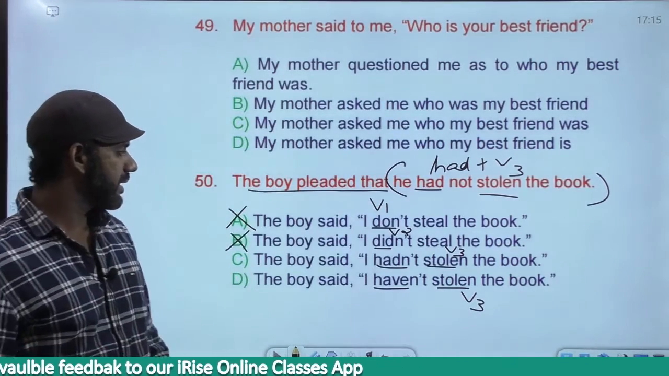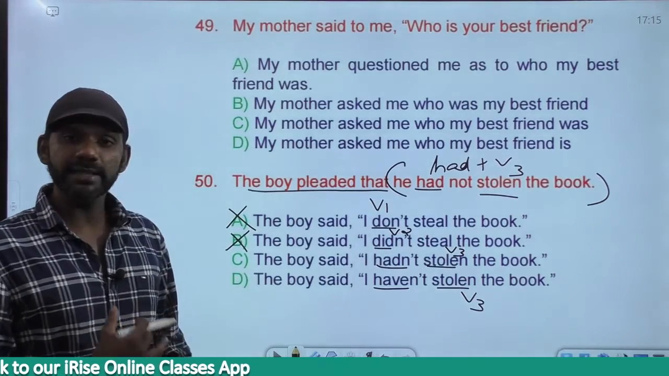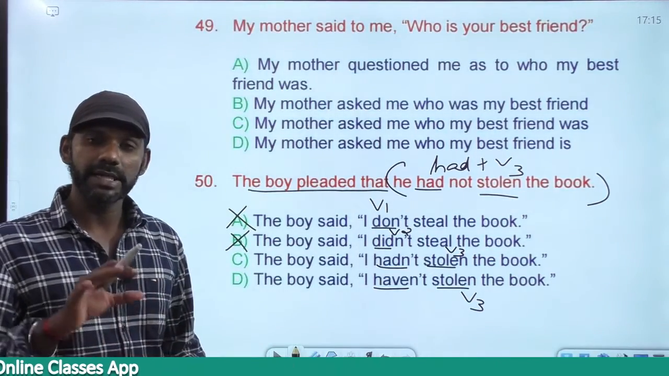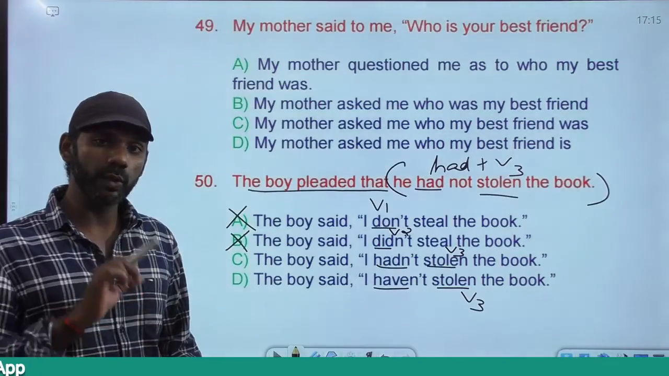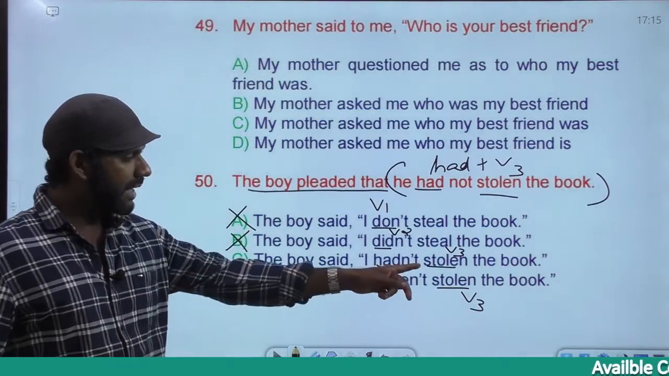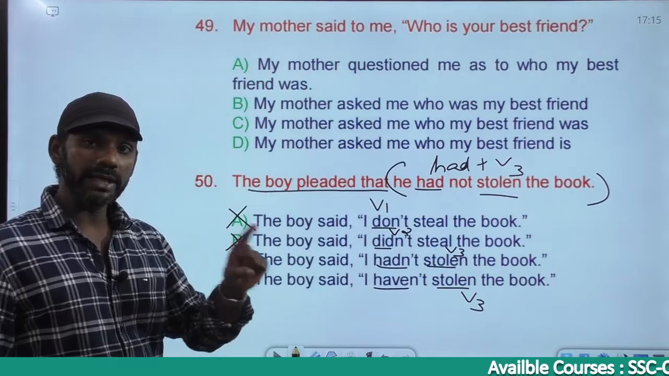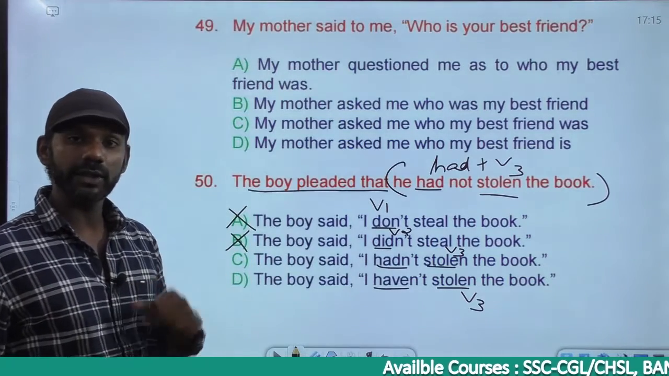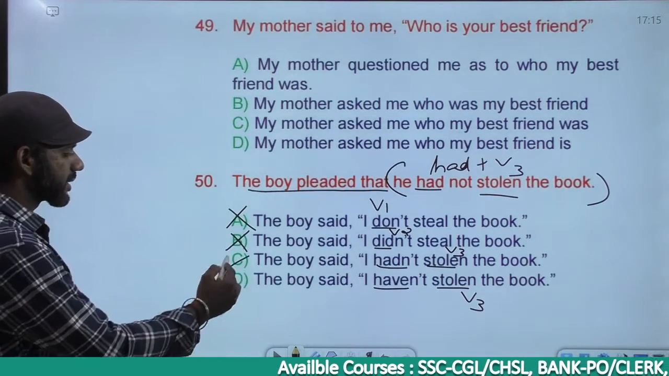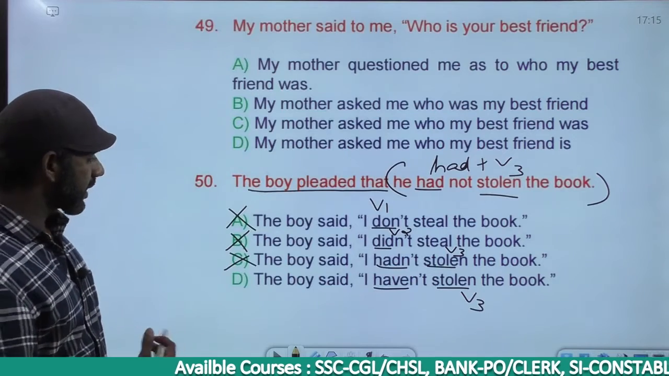Come to option C. The boy said, I hadn't stolen the book, past perfect. Past perfect is used when there are two actions in the past tense. How many actions are in the past tense? Only one action is here in the past tense. We cannot go for past perfect. Option C is eliminated.